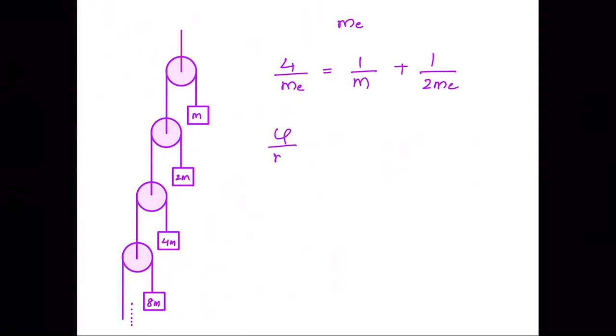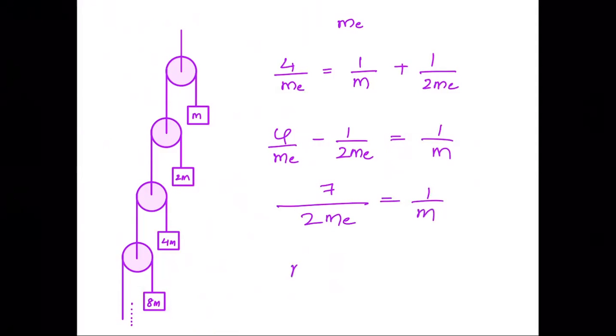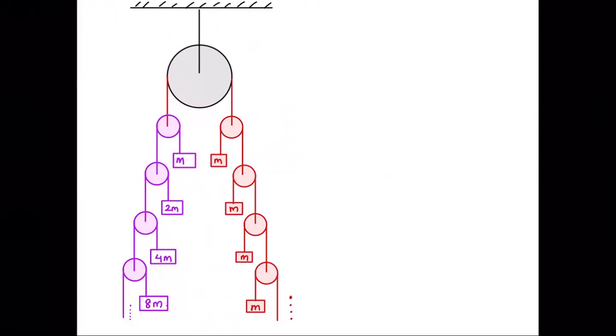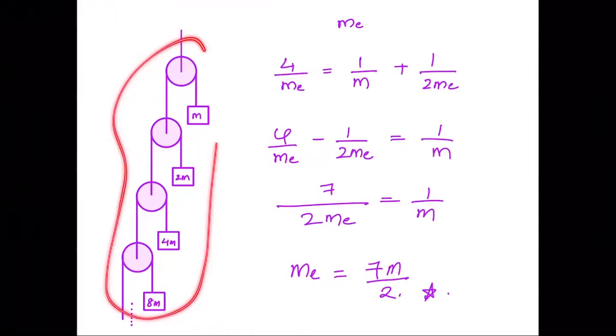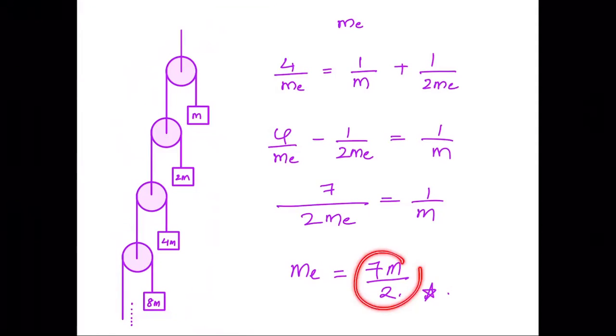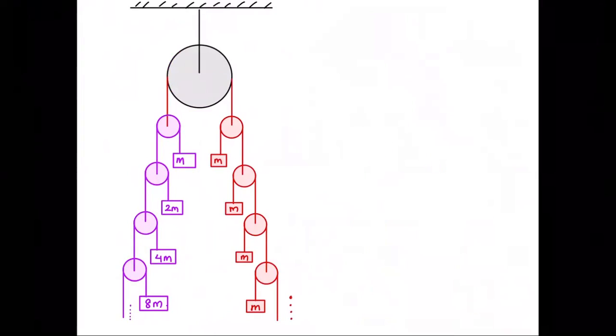This will be 4 by m effective minus 1 by 2m effective is equal to 1 by m. 8 minus 1, that will be 7. So my effective mass will be 7m upon 2, right? That's it. Our problem is done. So for finding tension, what I can do is replace this whole section of pulleys and masses as equivalently equal to 7m by 2. Right? So I will reduce this system to something like this.